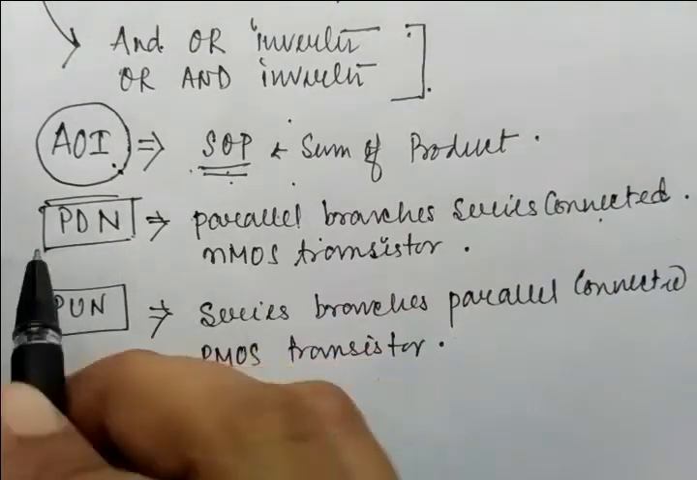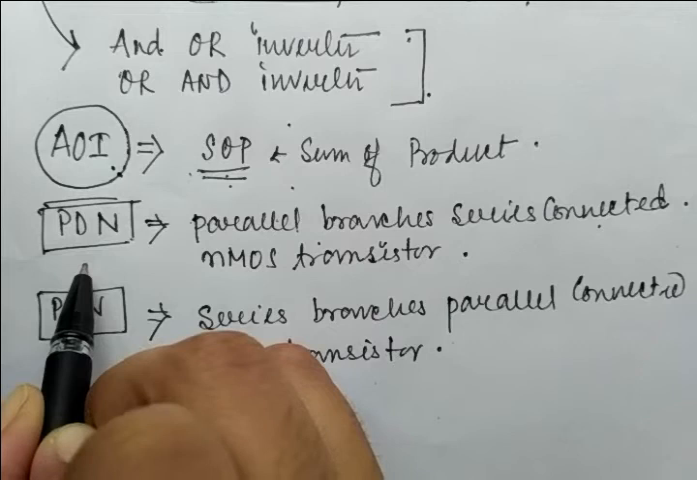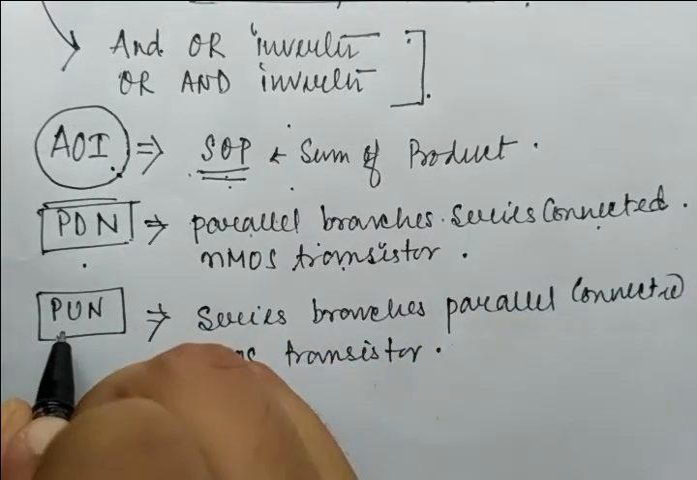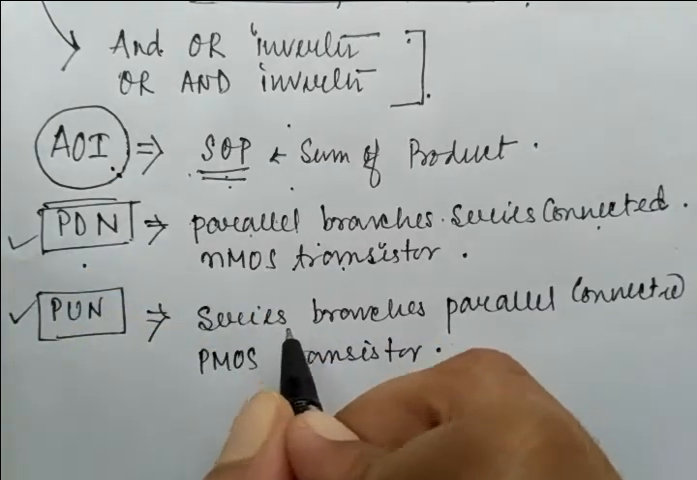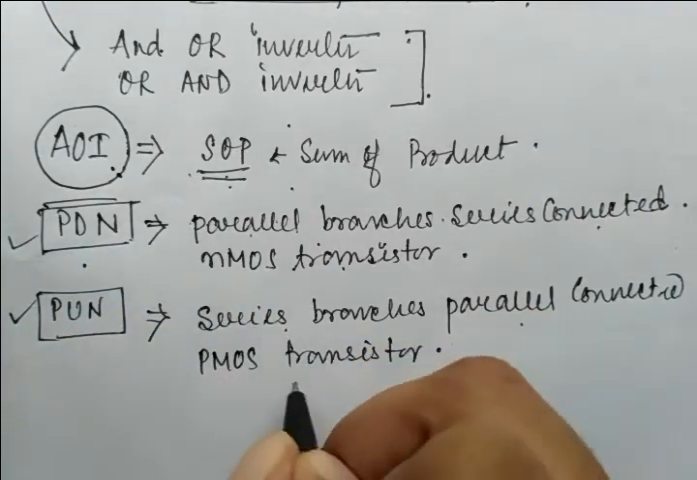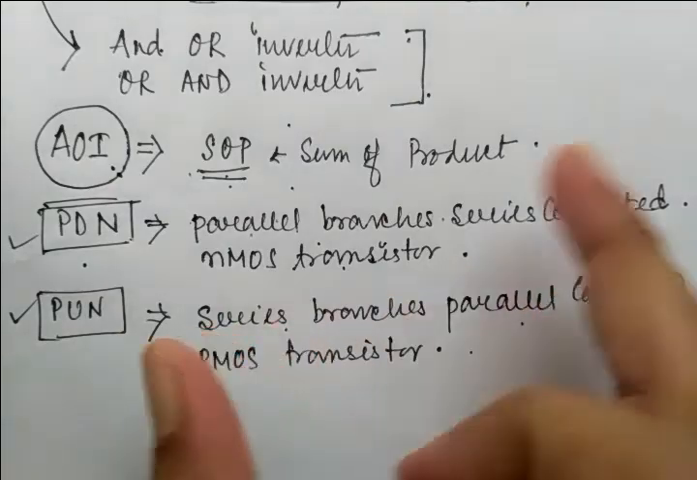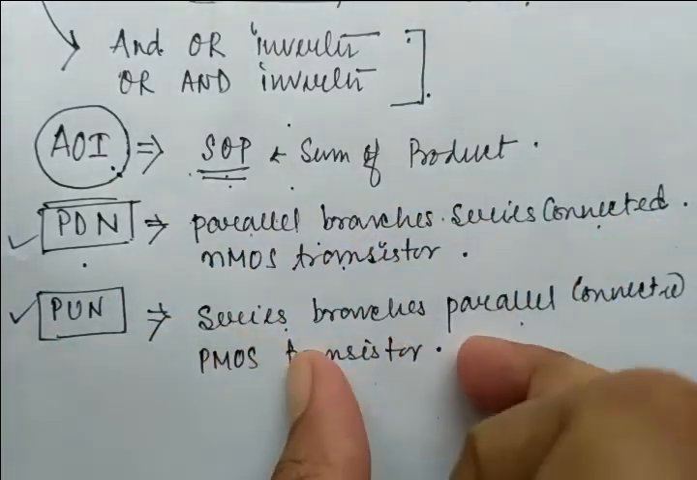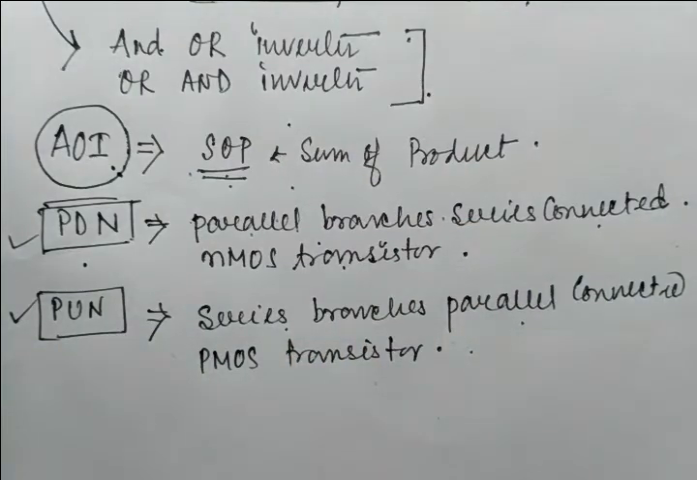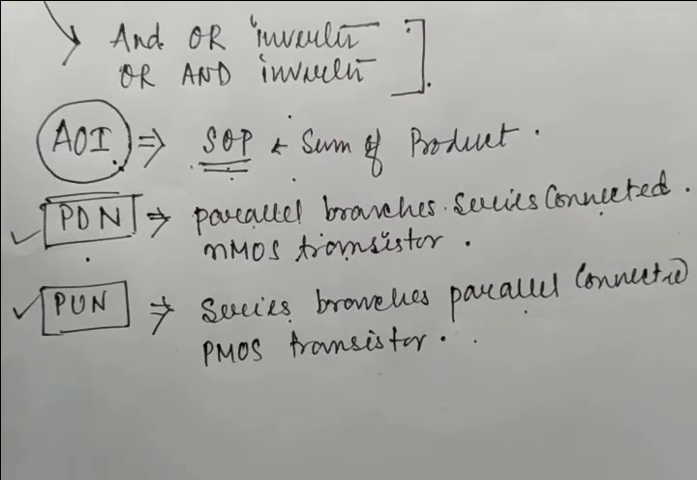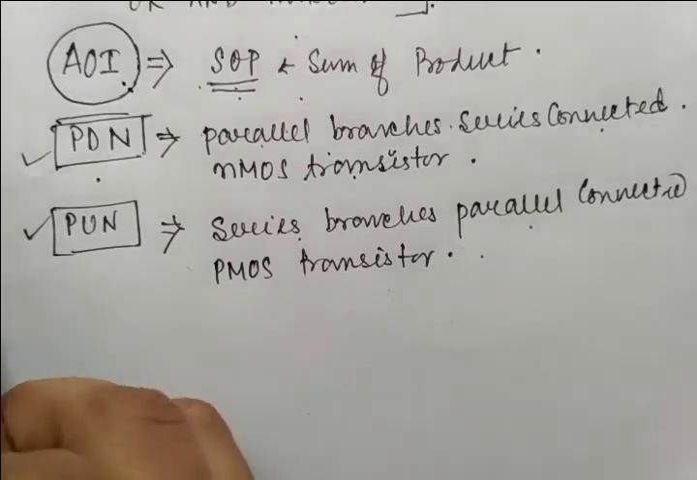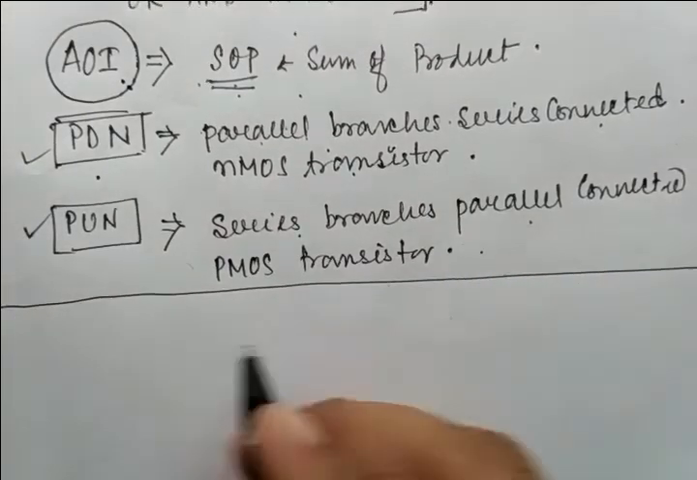What is the procedure? The pull-down network will consist of parallel branches series connected NMOS transistors, and the pull-up network consists of series branches parallel connected PMOS transistors. Clear? Pull-down: parallel branches series connected NMOS. Pull-up: series branches parallel connected PMOS. Obviously pull-up means PMOS and pull-down means NMOS. Clear? Okay, so I have covered the AOI logic.